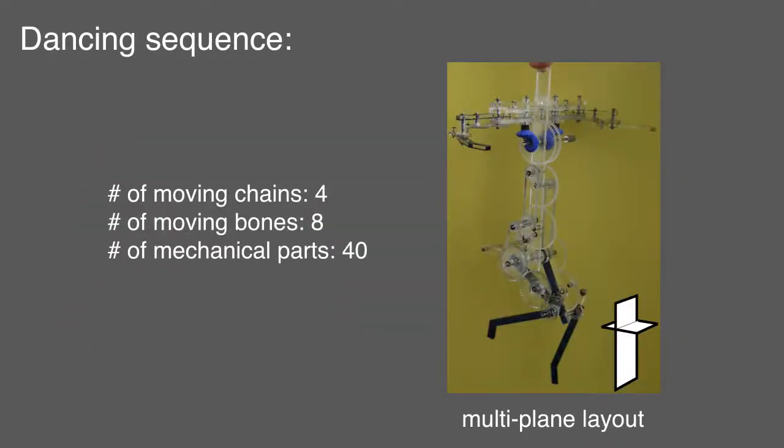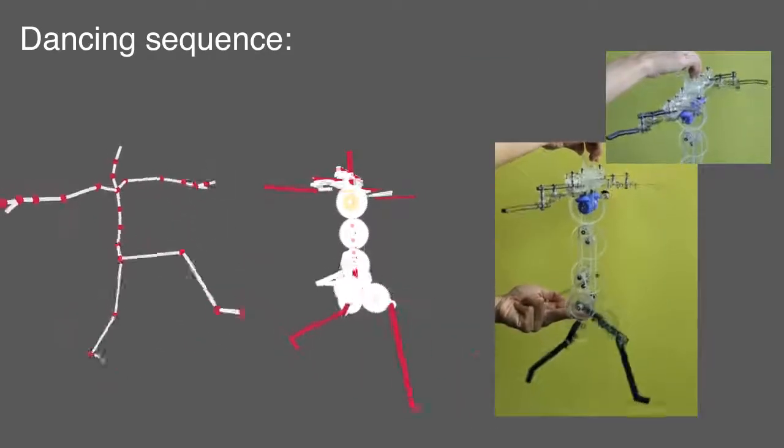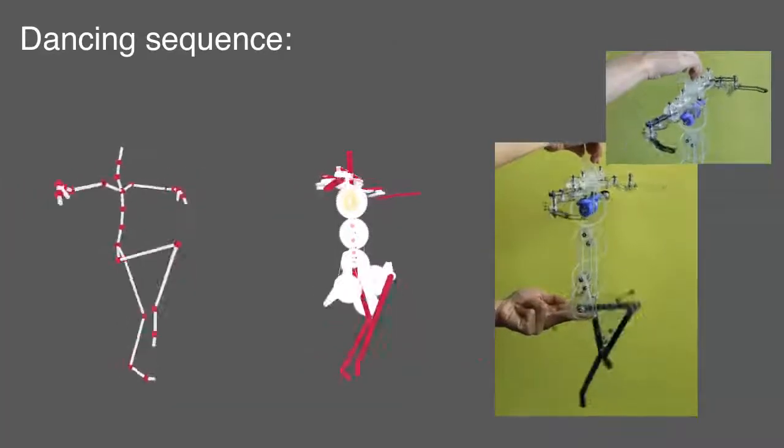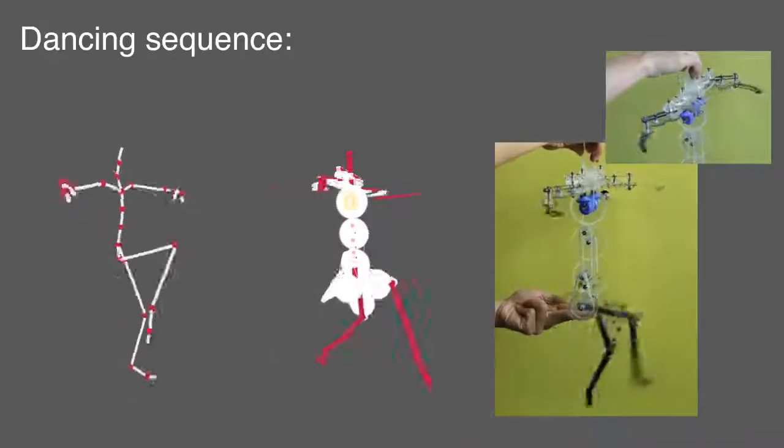In the dancing example, the motion of the arms and legs are projected to orthogonal planes. Bevel gears are used to convert the rotation of the input crank to the appropriate motion plane. The whole mechanism is driven by a single input motor.